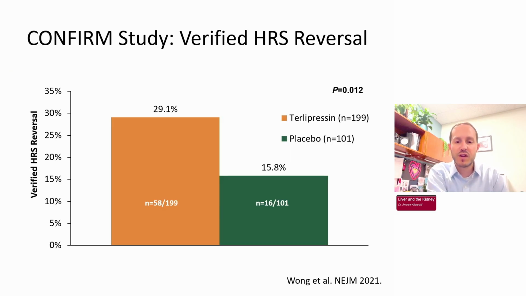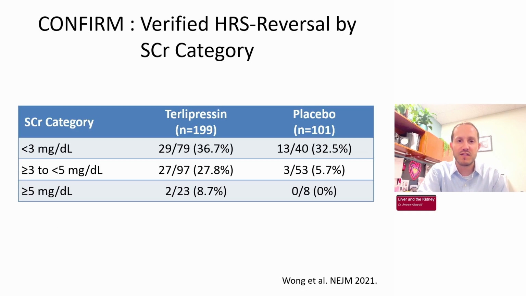The 2021 CONFIRM trial was the largest and most important terlipressin study, which compared terlipressin plus albumin versus albumin alone for the treatment of hepatorenal syndrome, and it met its primary endpoint, which ultimately led to the approval of terlipressin, which I'll get into in a bit. But even with a lot of caveats, sick population, heterogeneous presentations, it still has nearly double the effect of improving hepatorenal syndrome compared to placebo.